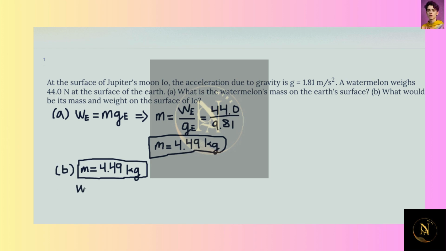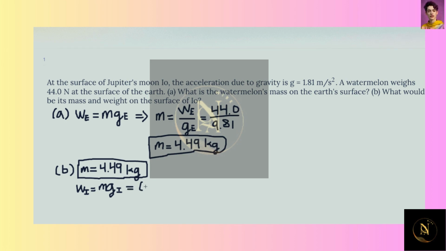However, the weight of an object can change from one body to another, so that's why I'm putting the subscripts on here. So the weight of this watermelon with subscript I is going to be equal to its mass multiplied by the gravitational acceleration near the surface of Io, so that's going to be GI.